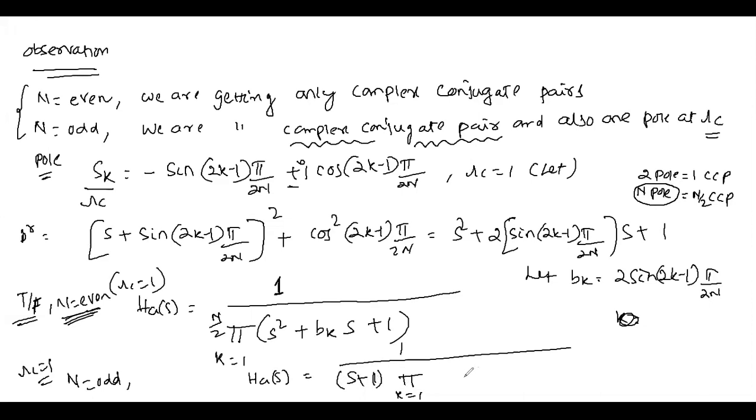Complex conjugate pairs. How many poles are left? Out of n number of poles, one pole is at minus 1. So n minus 1, what is the value?